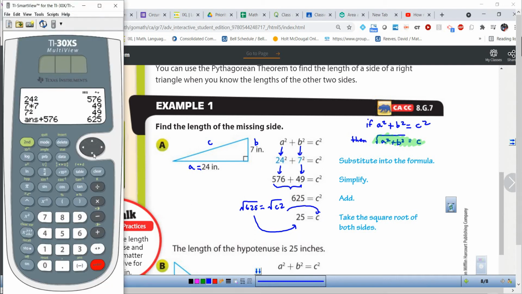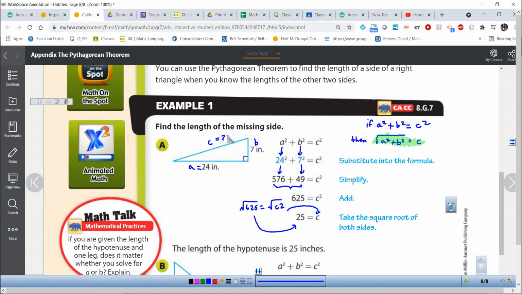So again, if I go to my calculator, I've got 625. Now here's my squared button, right? Do you see the little yellow there? So if I press the second and then that, I get the square root, and I want the square root of 625, and I get 25, which, by the way, we could check our answer, right? Because if we were to do 25 squared, we would see that we get 625. All right, so the answer for this is 25, so the length of that hypotenuse is 25.